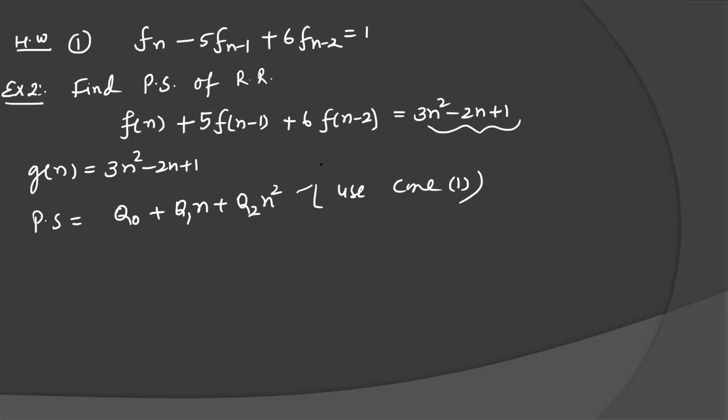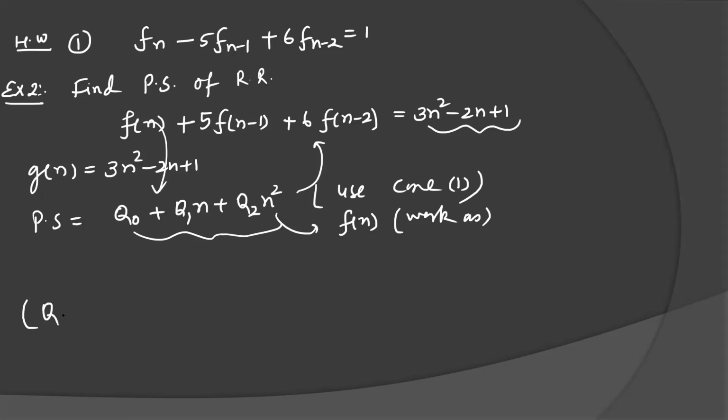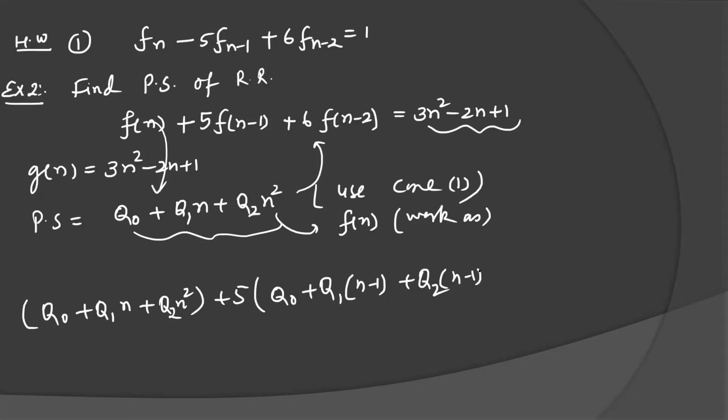Now this is a particular solution, so it will satisfy the given recurrence relation. So substitute Fn; always remember, it will work as Fn. So it will be q naught plus q1 n plus q2 n square, plus 5 times q naught plus q1 (n minus 1) plus q2 (n minus 1) whole square, plus 6 times q naught plus q1 (n minus 2) plus q2 (n minus 2) whole square, equal to 3n square minus 2n plus 1.